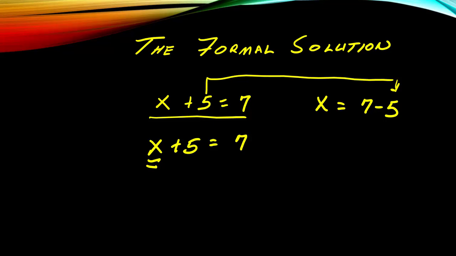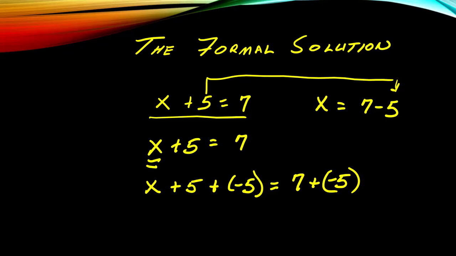And now I need to zero out that 5. So we would write x, add 5, that's the original equation we have, and to zero out that 5, we're going to add the opposite. And we have to do exactly the same thing on the right-hand side of the equal sign. So we're going to add that negative 5 over here. You recognize this as the additive inverse.